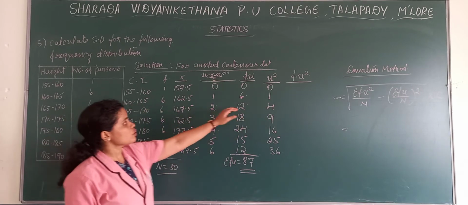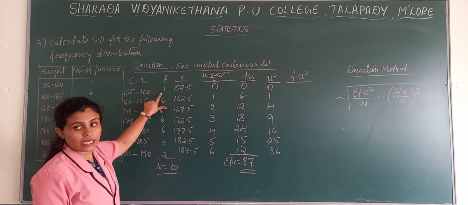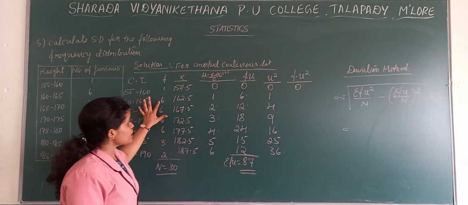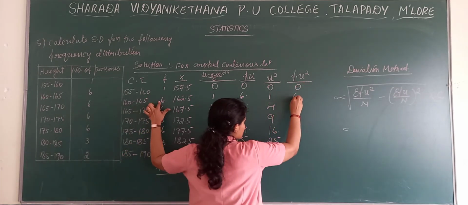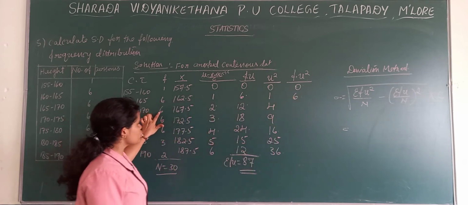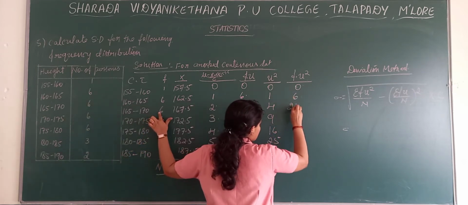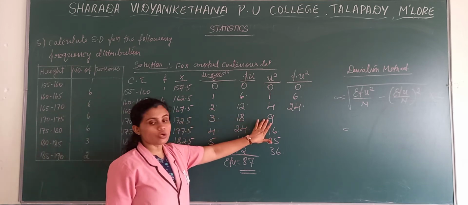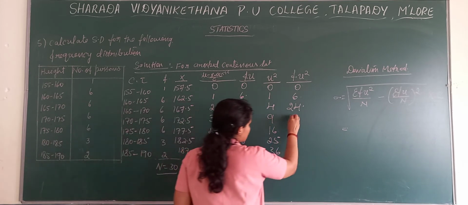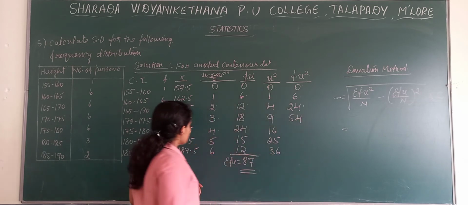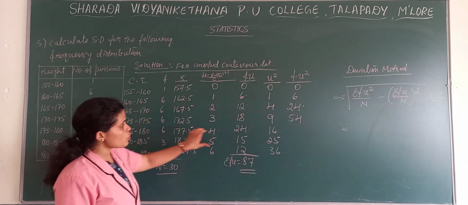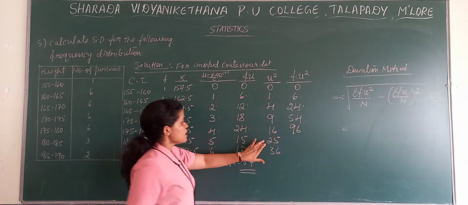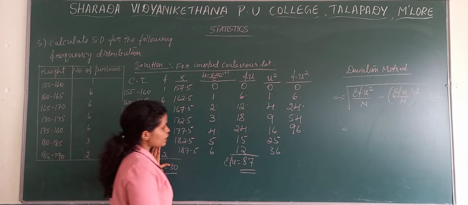Now multiply u square with f. So first one we get 0. Then we get 6 into 1, so 6 there. 6 into 4, here we get 24. Next we get 6 into 9, so there we get 54. Then we get 6 into 16, there we get 96. Next 25 into 3.